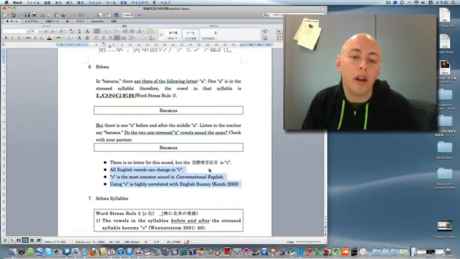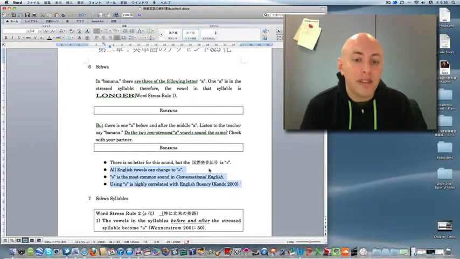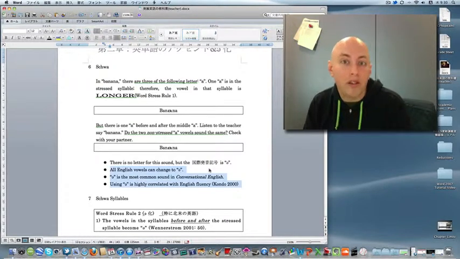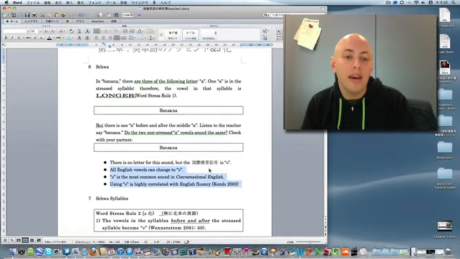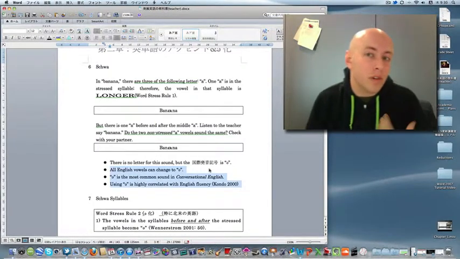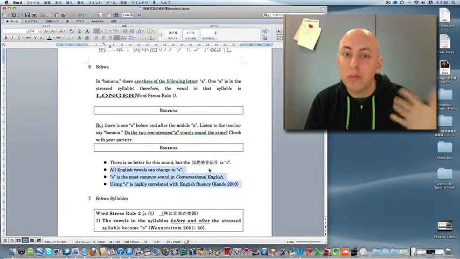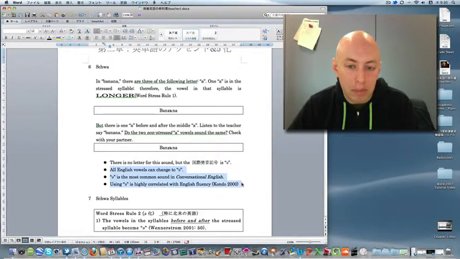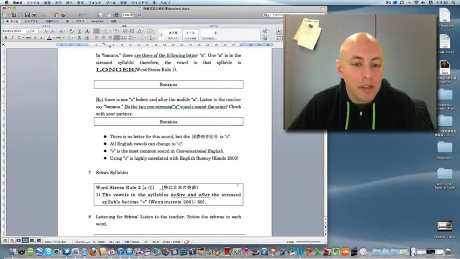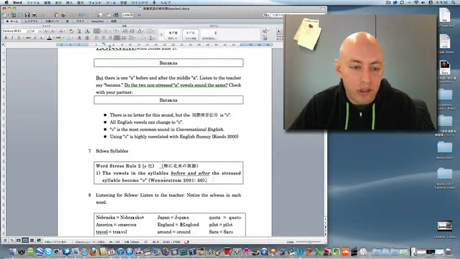I also want you to know that there is a lot of research that suggests that using schwa, using the sound, is highly correlated to English fluency. Your English sounds better. Your English sounds more fluent, more natural to many people. And this brings us to the second word stress rule.